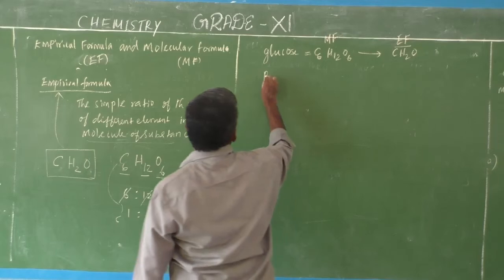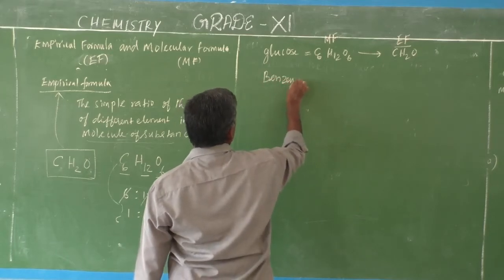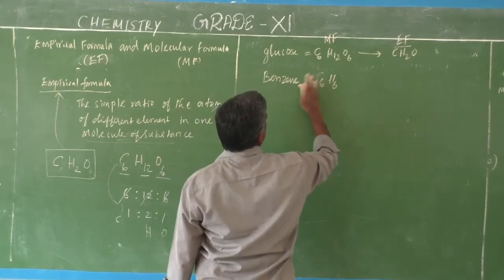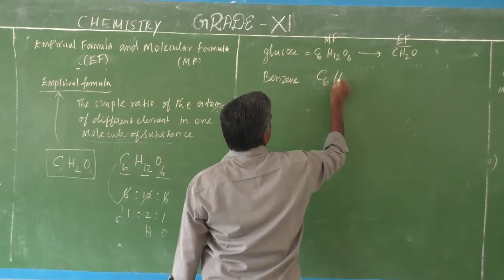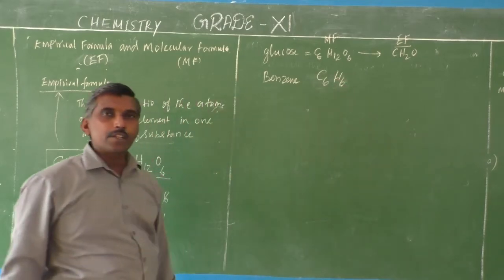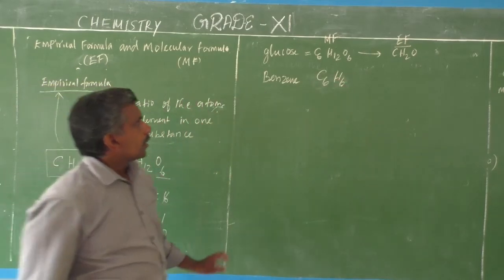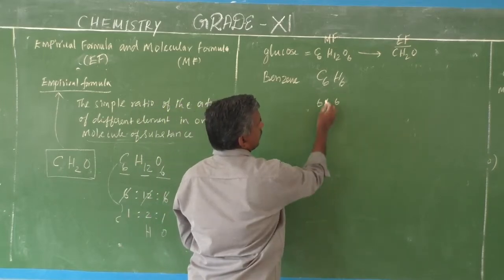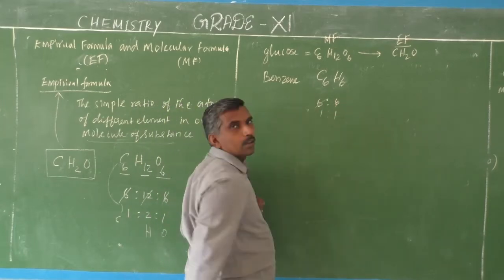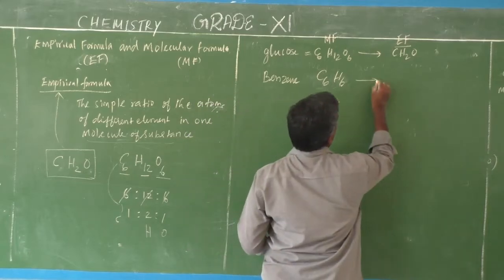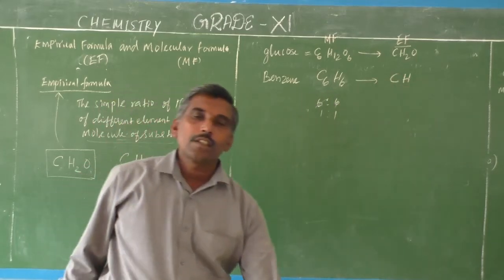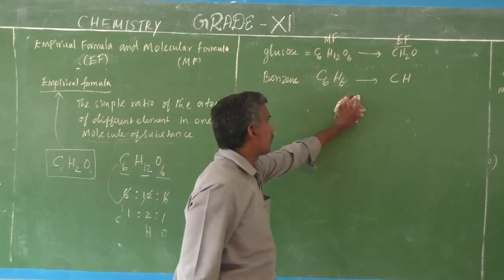Next example, benzene. The molecular formula of benzene is C6H6. Now the simplest form: what is the ratio? 6:6 atoms, cancelled, that is C1:H1, carbon 1, hydrogen 1. That is the simplest empirical formula.